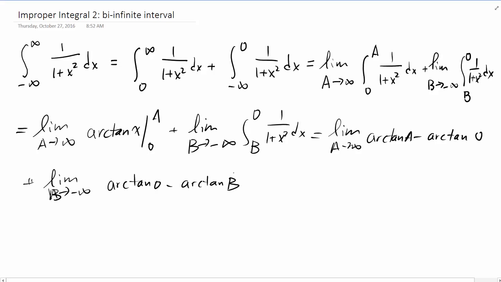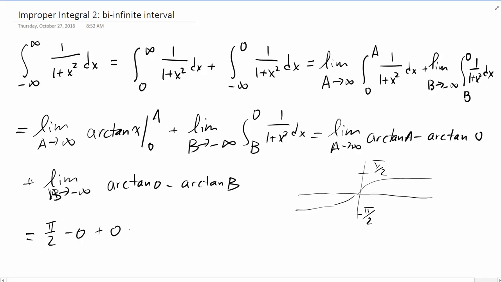That's what we have. Now, recall the graph of arctangent. Arctangent looks like this. Right here is pi over 2, and here we have negative pi over 2. So we see that the first limit is pi over 2 minus 0, since arctangent 0 is 0. And the second one, we have 0 minus negative pi over 2. That's going to be pi over 2 plus pi over 2, which is pi.